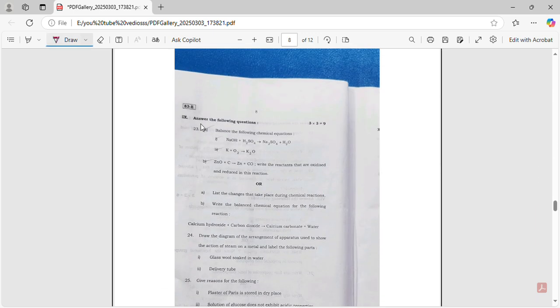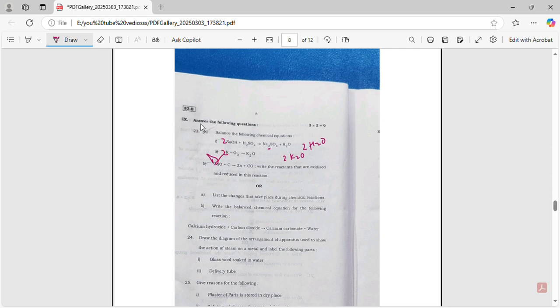I don't know why the students felt the paper was difficult. This is NaOH plus H2SO4, just need to balance. This is a neutralization reaction giving Na2SO4. Here Na2 is there, so write 2 here, and H2O, so 2, and here also 2H2O. It will get balanced. Here 2K2O is there, so 4K you can give. 4K.